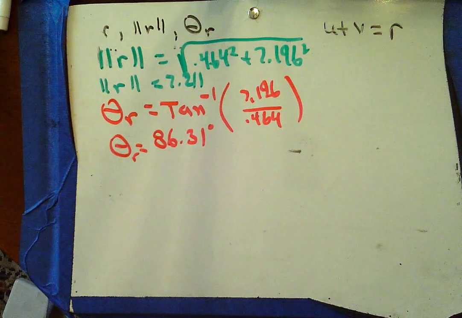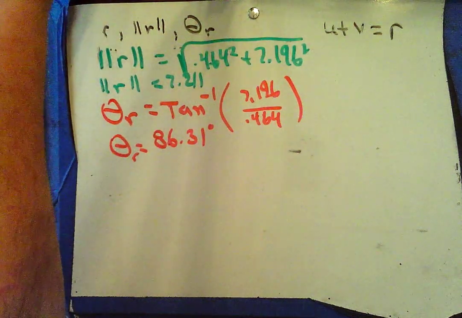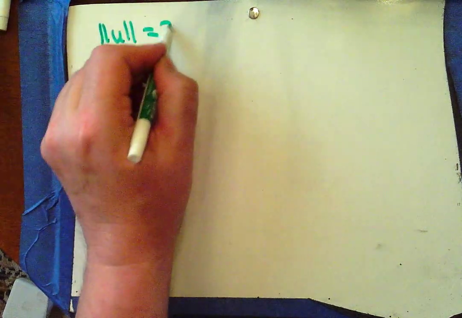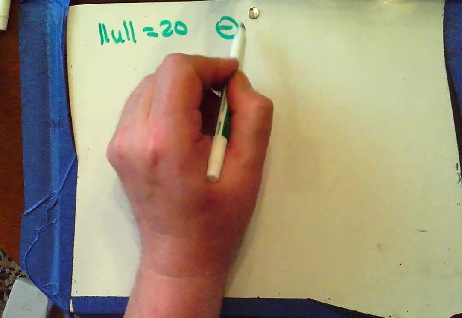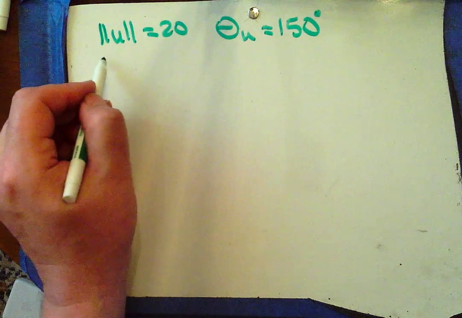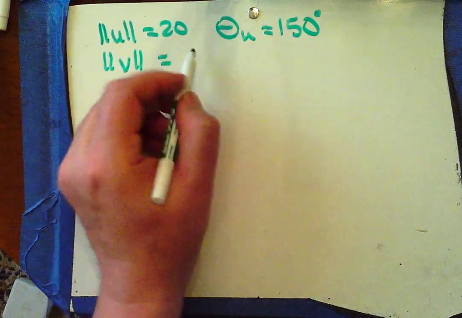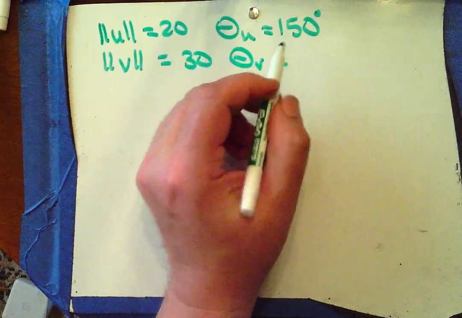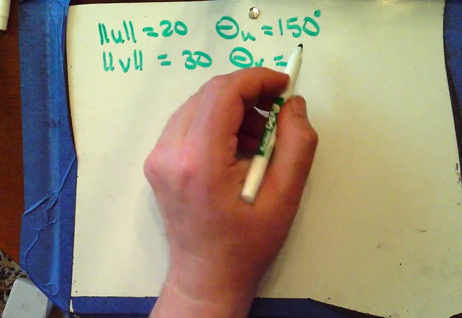Feeling comfortable with this yet? Well, let's do one more, just because this is what all the word problems are like, or most of them. How about magnitude of u equals 20, and theta u equals 150, and magnitude of v equals 30, and theta v equals, how about 60?